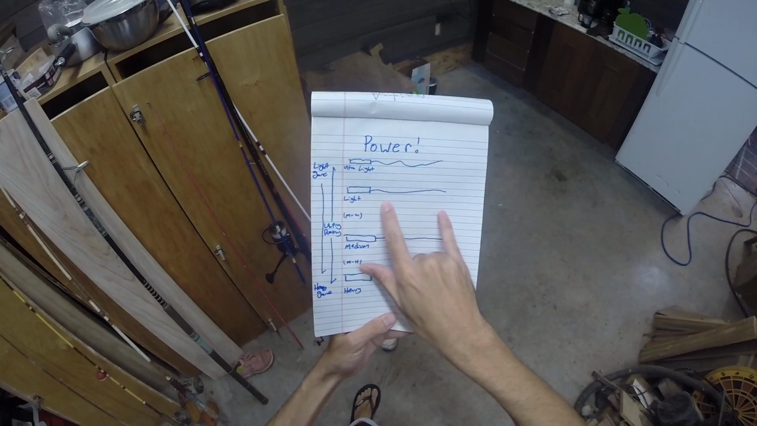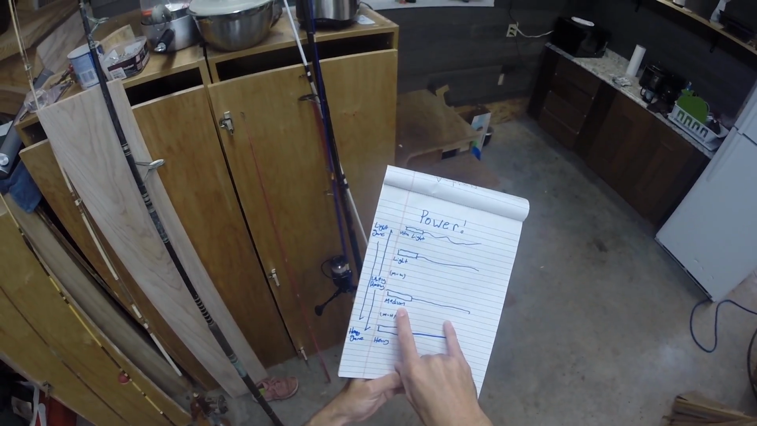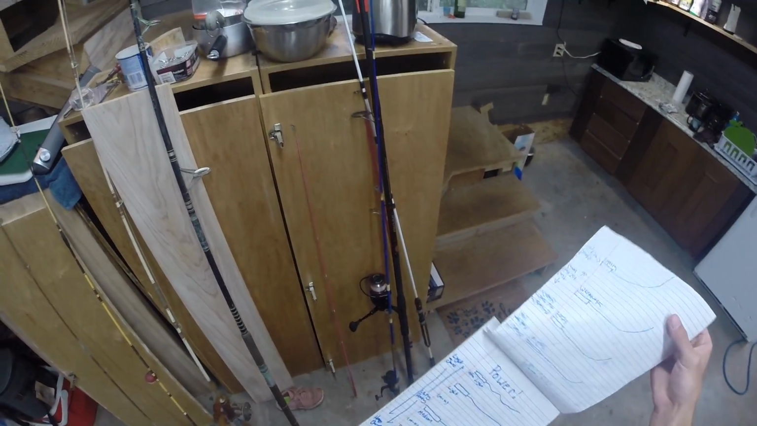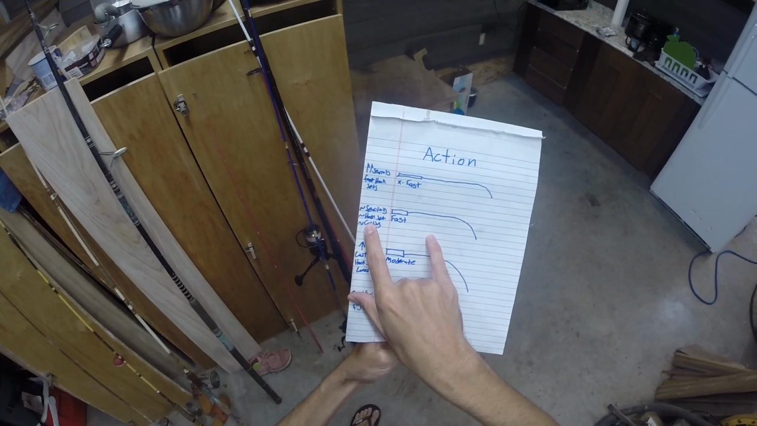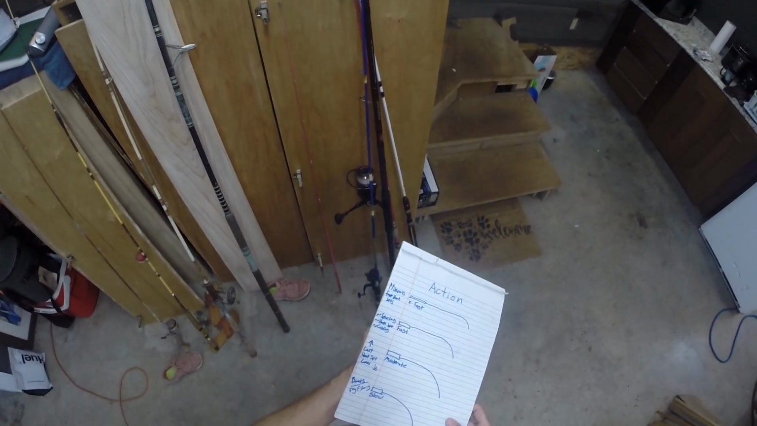I know that the light power is going to give me a little bit more fun if it's a small fish. If it's a huge fish, I'm probably not going to be able to handle it, but any kind of medium fish is going to be okay. So I have an idea of what kind of fish I want to target with that rod, and an idea of what kind of fishing I want to be doing, which would be lure fishing.